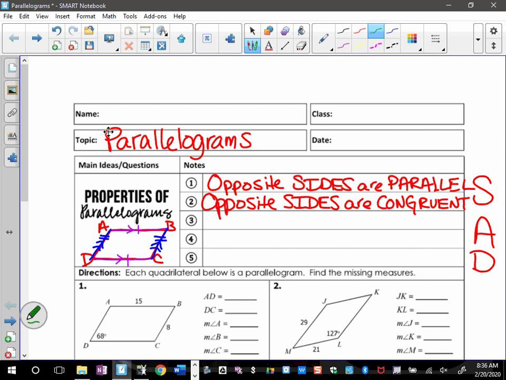Our third property, and our first of our angle properties, is that opposite angles are going to be congruent. Meaning, if angle A is 100, angle C is also 100.